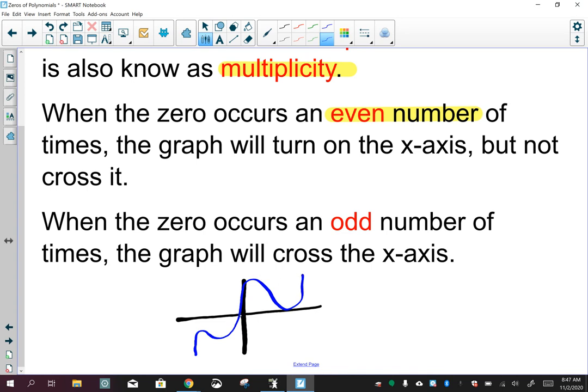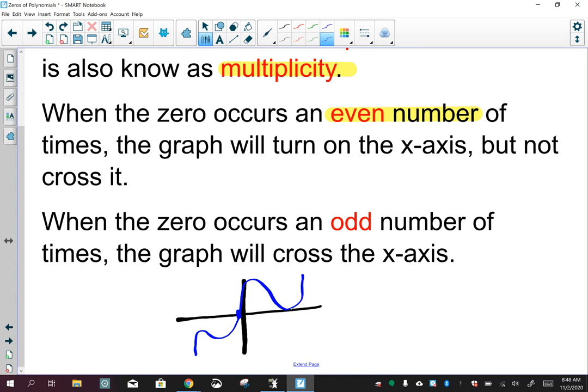At this point right here, since it crossed the x-axis and kept on going, that specific 0 has a multiplicity that's going to be odd. So when we talk about multiplicity, we're talking about 3, 5, 7, 9, any odd number greater than 1.